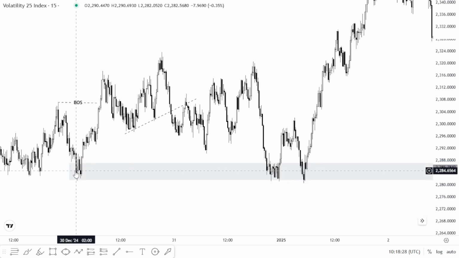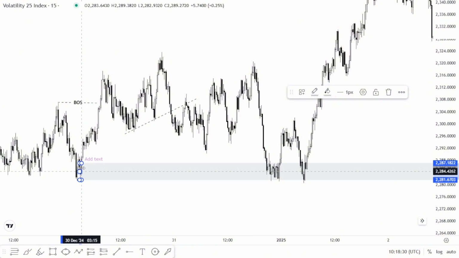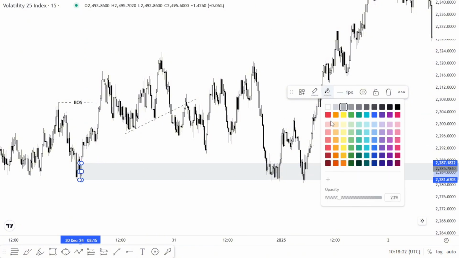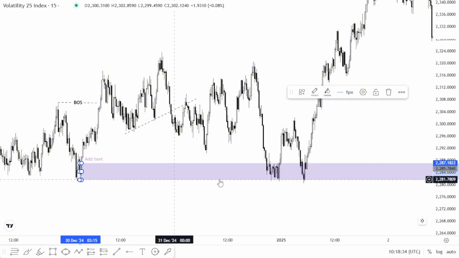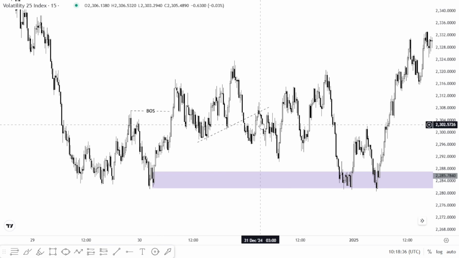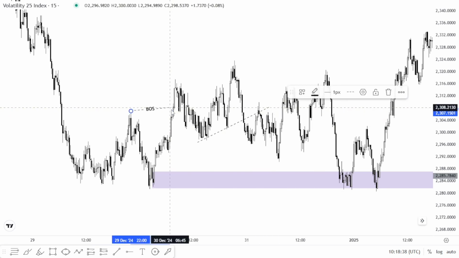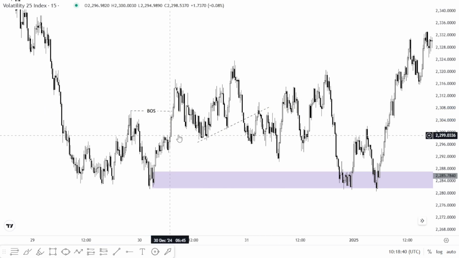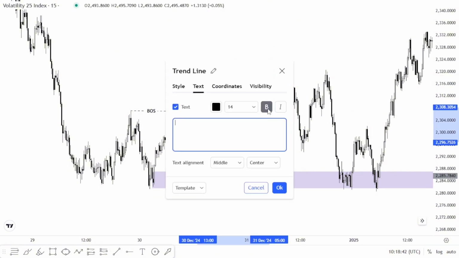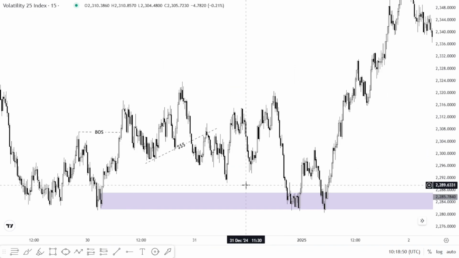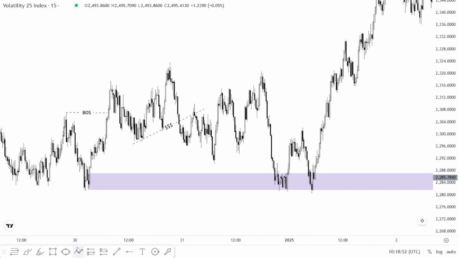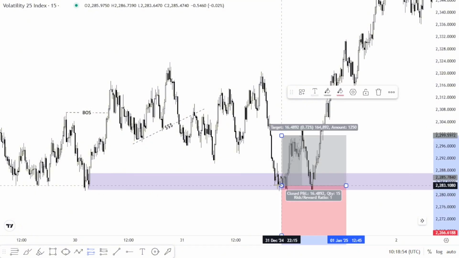So we have our demand zone right here. Okay, we have our demand zone right there. So since there is our demand zone and we have our break of structure, which is right there, and then here is our structural liquidity. All right, since that's a structural liquidity, we wait for the market to actually tap into our demand zone.